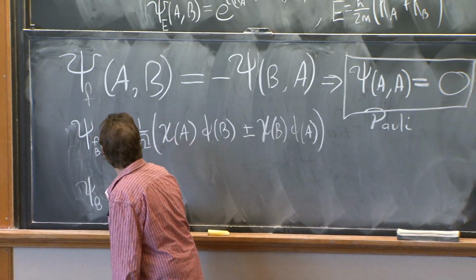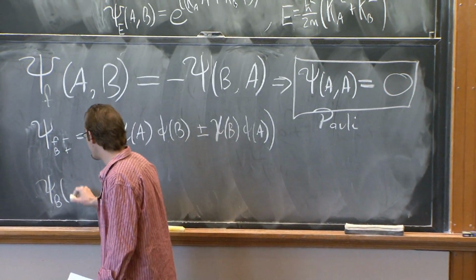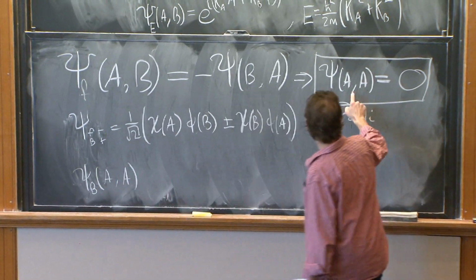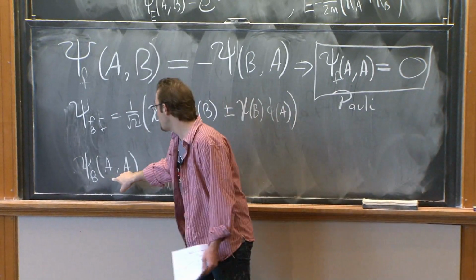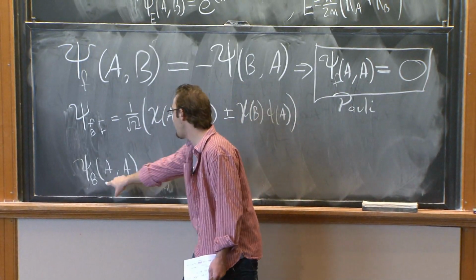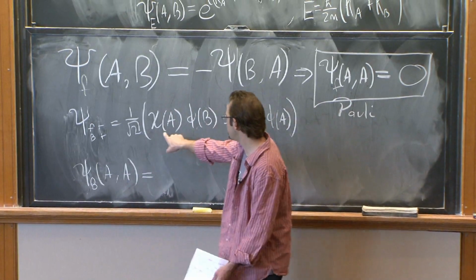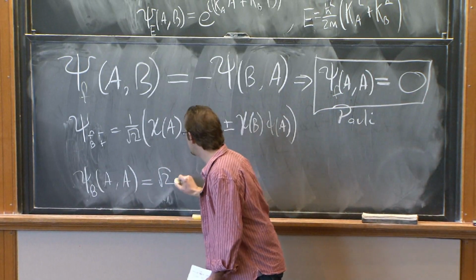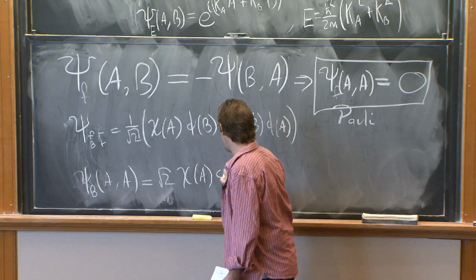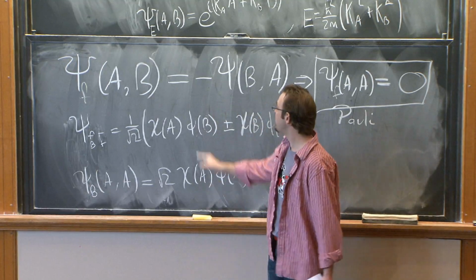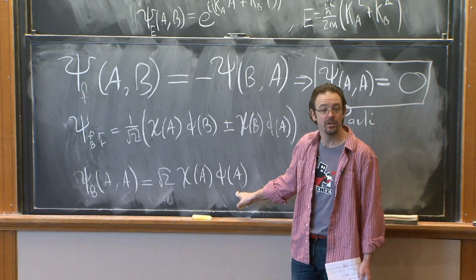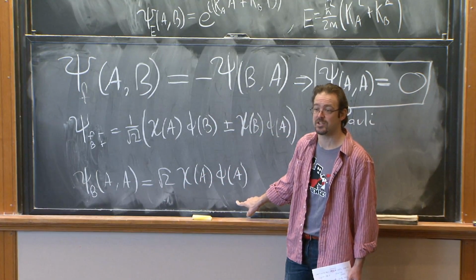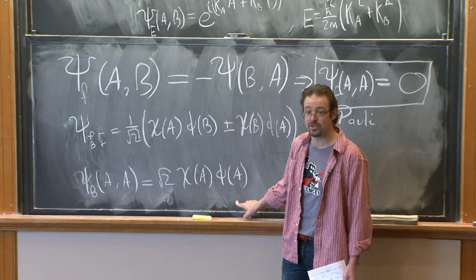But let's think about the bosonic case. If we have bosonic identical particles, then psi at (A,A), for a fermion, it was 0. But for bosons, the amplitude to be at the same place is equal to, well, if B is A, then these two terms are identical and we have a plus. This is root 2 chi(A), phi(A), which is greater than what you might have naively guessed, which would have been just chi(A), phi(A). For bosons, they really like being next to each other. They really like being in the same place. And this will eventually lead to lasers.